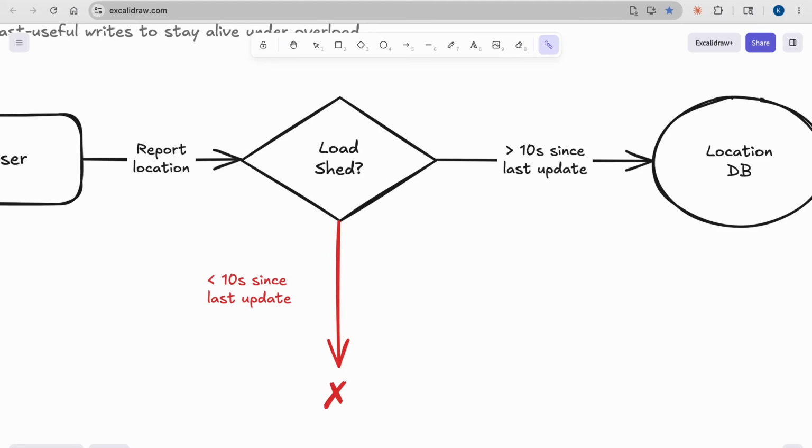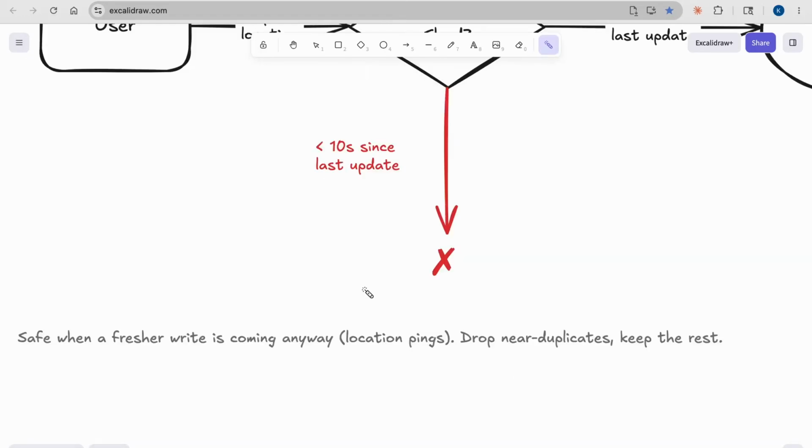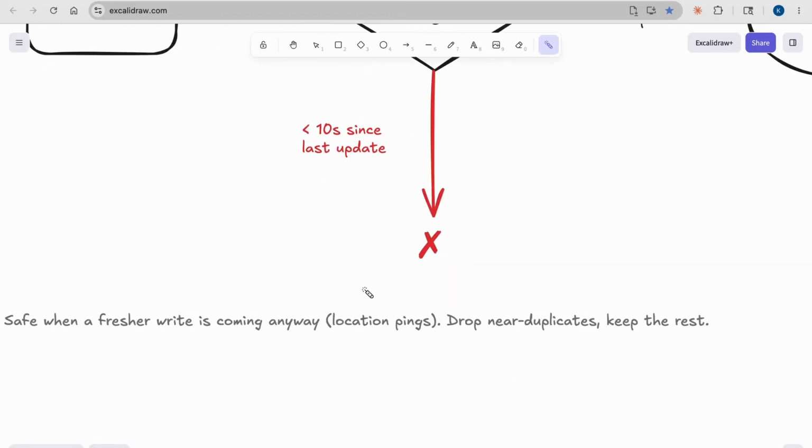Ideally we need just the last few seconds of the previous update and not more than that, so we drop these. This is one of the strategies to deal with it, because we know the fresher write, the latest location update, is coming anyway with our real-time updates, so we know it's coming.